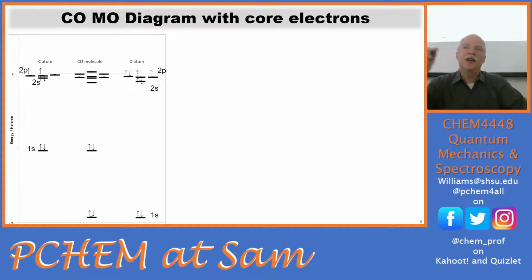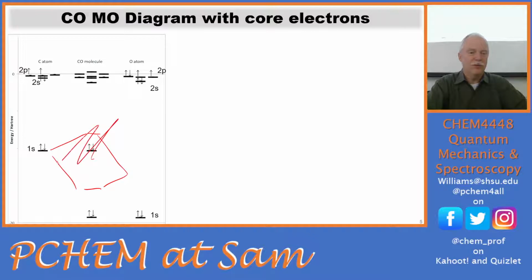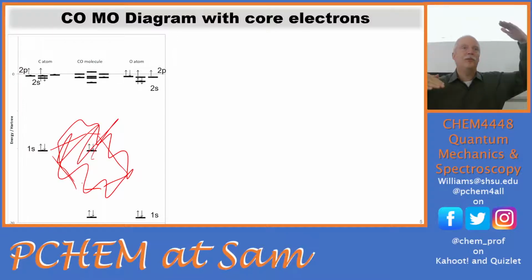So you will see errors in just about every Gen Chem textbook that will show these 1s orbitals going like this and interacting, and it's not true, okay, wrong. Spank those folks, that's wrong. They're so far apart in energy that they don't interact, okay.